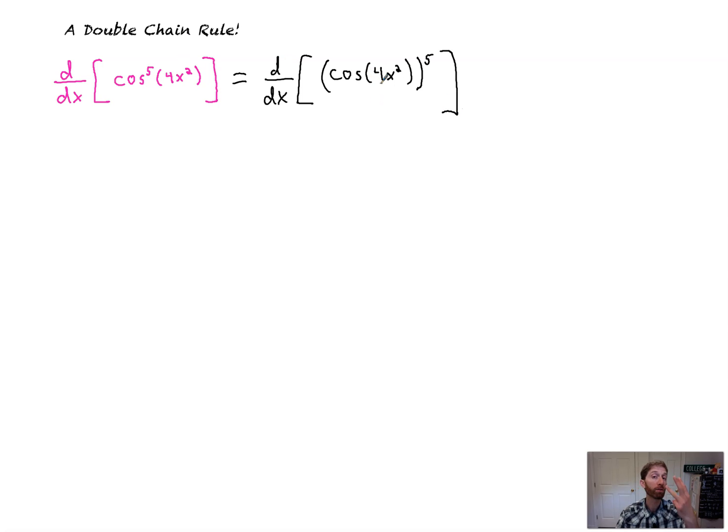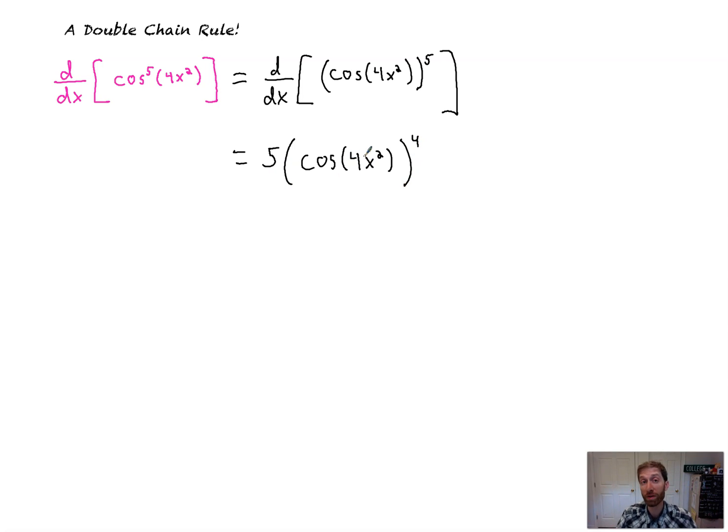Now you see you've got 3 layers here. You've got your outer function, which is stuff to the 5th. You've got your middle function, cosine, and the innermost function is 4x squared. We're going to unpeel this like the layers of an onion, right? Beautiful. So the derivative of the outside is 5 times everything on the inside, cosine of 4x squared, all raised to the 4th. So you took the derivative of the outside.